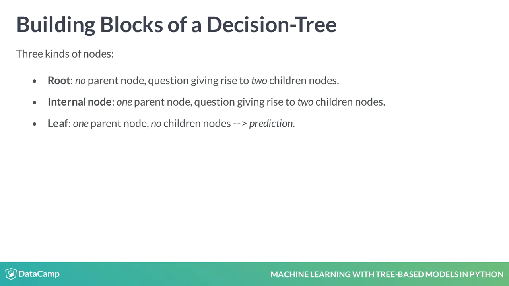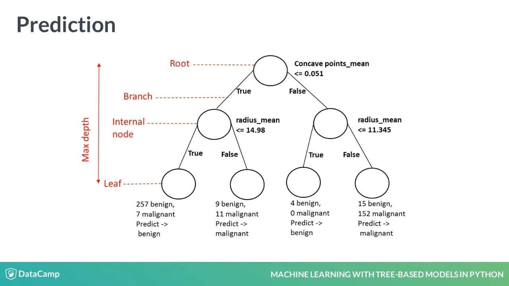Recall that when a classification tree is trained on a labeled dataset, the tree learns patterns from the features in such a way to produce the purest leaves. In other words, the tree is trained in such a way so that in each leaf, one class label is predominant. In the tree diagram shown here, consider the case where an instance traverses the tree to reach the leaf on the left. In this leaf, there are 257 instances classified as benign and 7 instances classified as malignant. As a result, the tree's prediction for this instance would be benign.